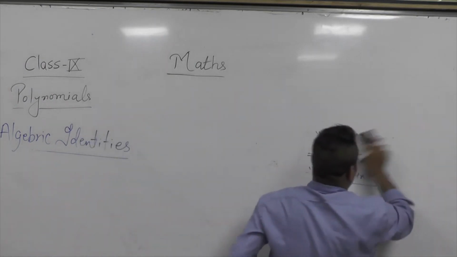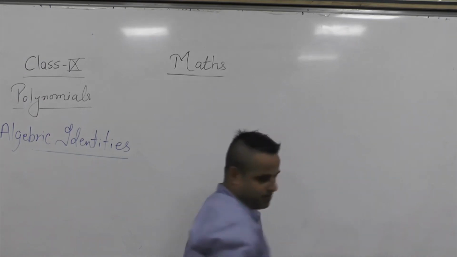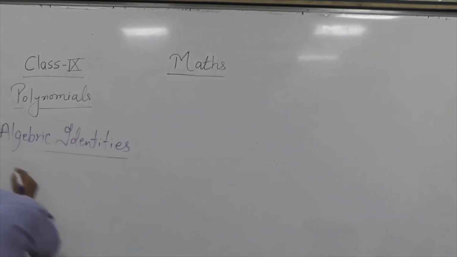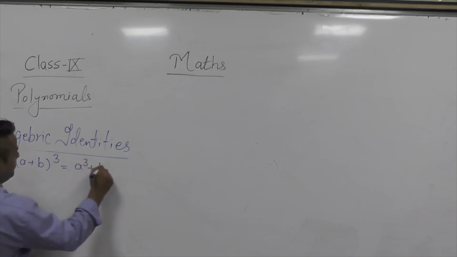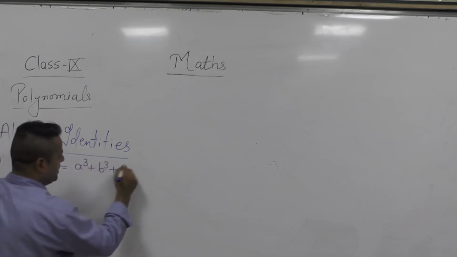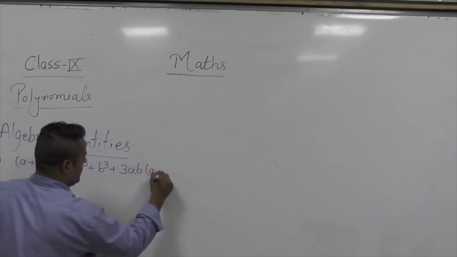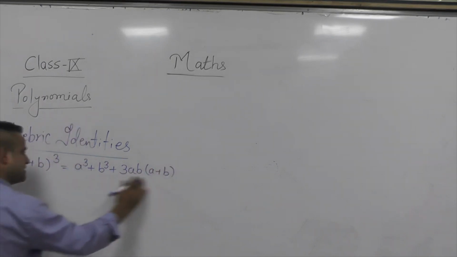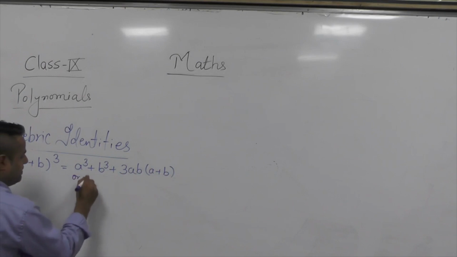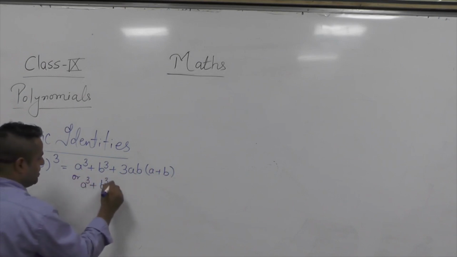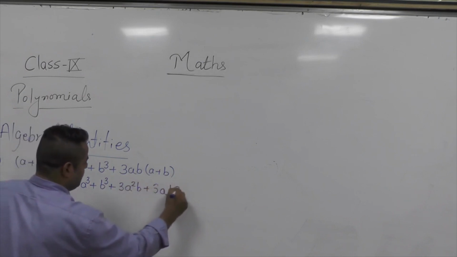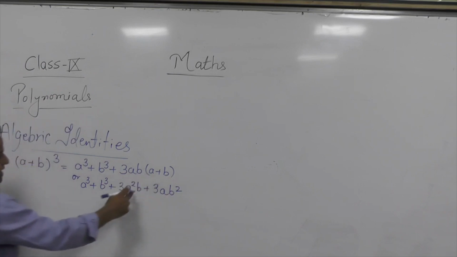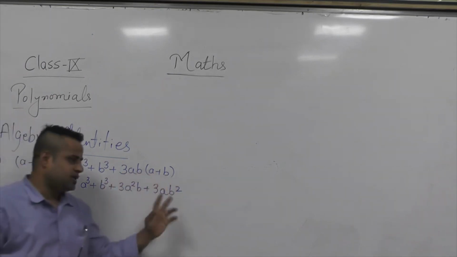Okay. Now see our 5th, 6th and 7th identity. Our 5th identity is (a plus b) whole cube, which is a cube plus b cube plus 3ab (a plus b). Or else we can multiply this third term out so that we have a cube plus b cube plus 3a square b plus 3ab square. Okay, 3ab into a is 3a square b, 3ab into b is 3ab square.